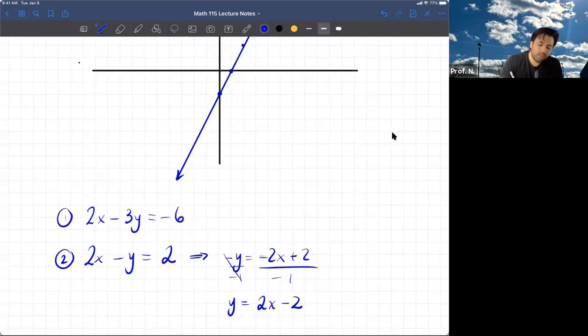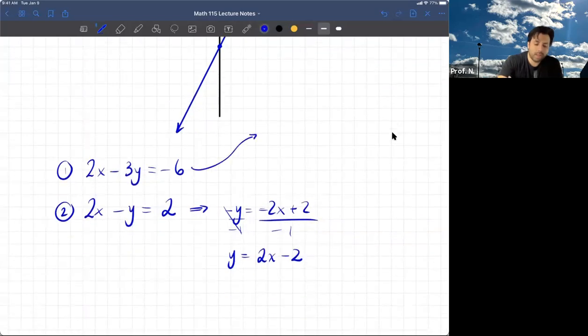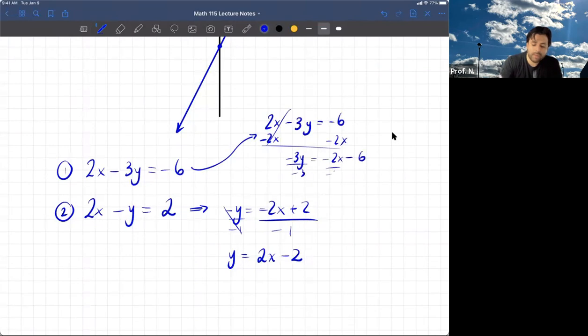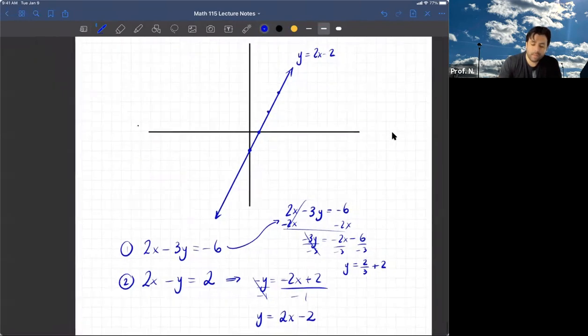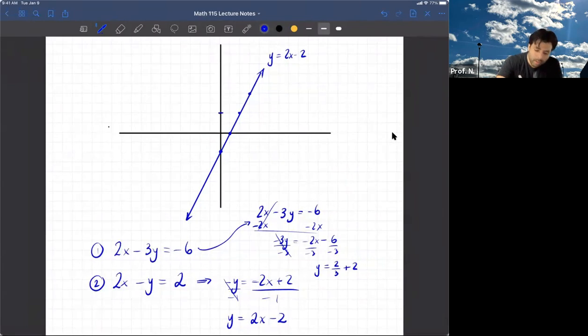For number 1, I need to do a little more work because I have more things to take care of. Again, I subtract 2x and I get negative 3y equals negative 2x minus 6. Divide by negative 3, and I get y equals 2/3 x plus 2. So I have plus 2 right here as my starting position. Let me draw this with a different color.